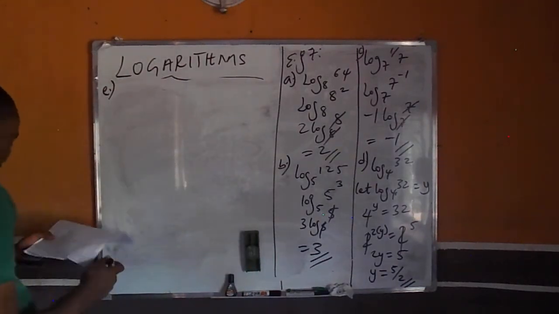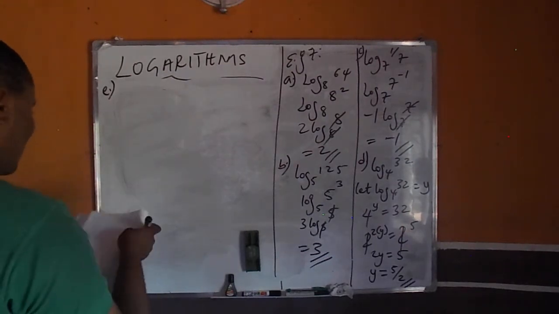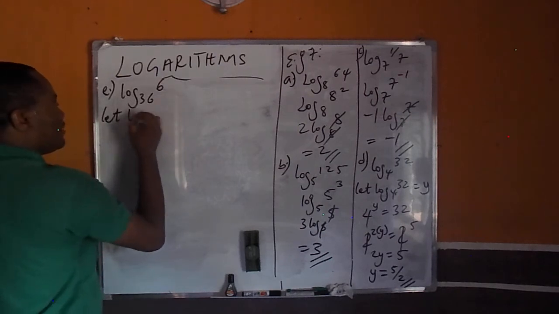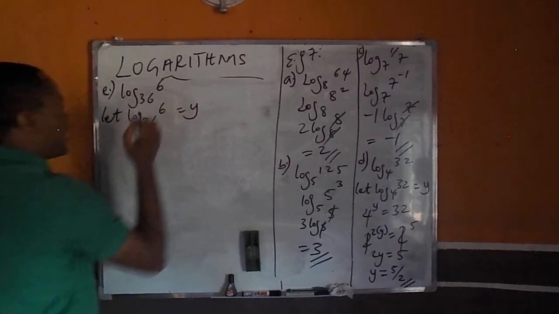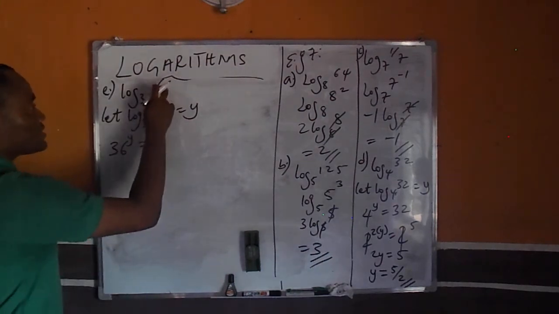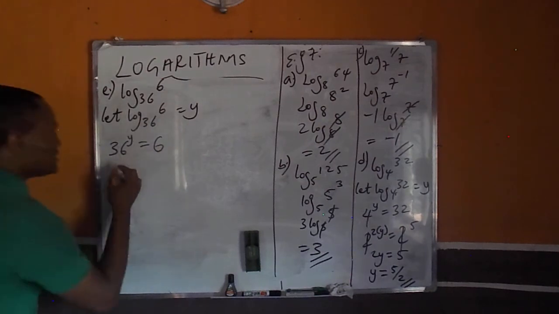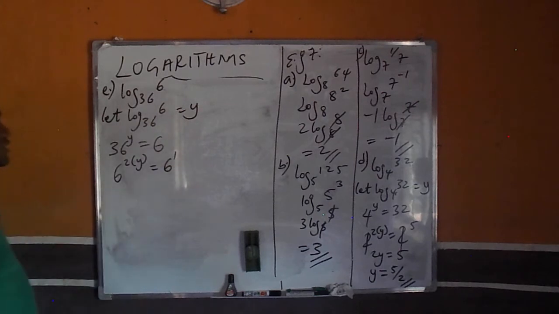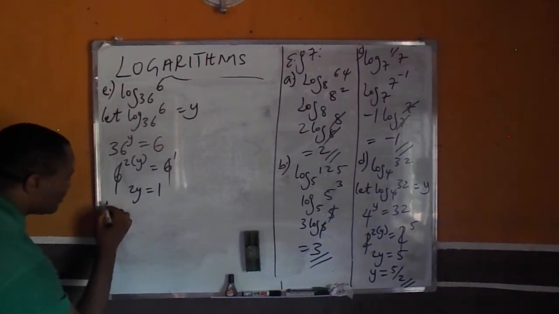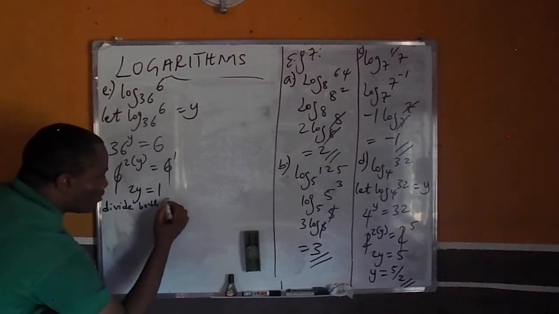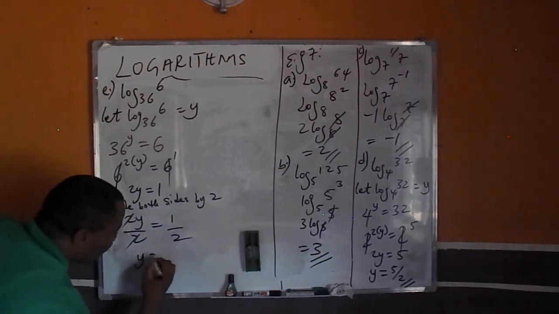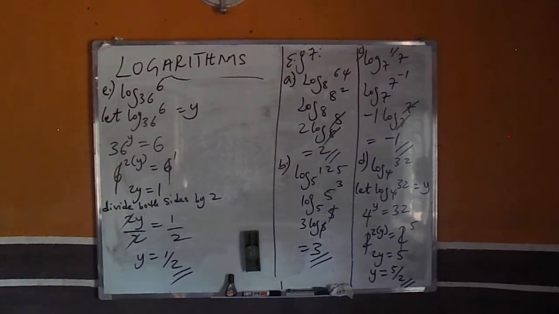In E, as we said, log base 36 of 6. In answer, let log base 36 of 6 equal y. That means 36 raised to power y equals 6. Then 36 is 6 raised to power 2, so 6 raised to power 2y equals 6 raised to power 1. The 6s cancel, we now have 2y equals 1. Divide both sides by 2. 2y all over 2 equals 1 all over 2. 2 cancels 2, y equals 1 all over 2. That's the answer to that.